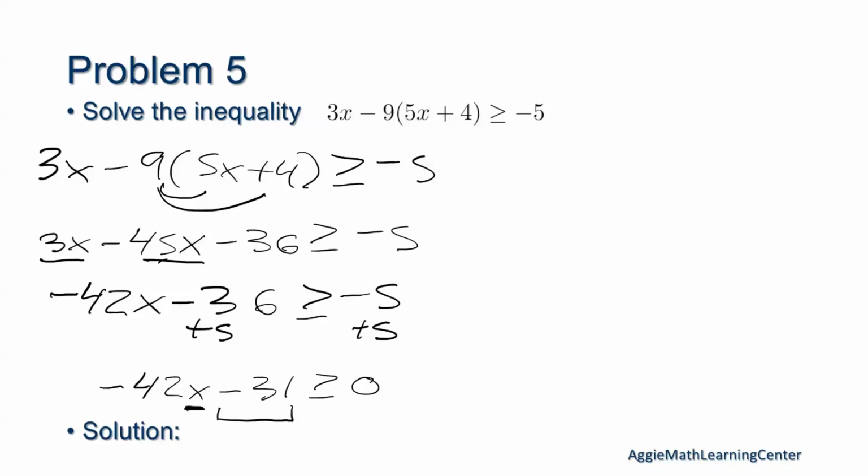We add it to the other side? Yeah, so we can do -42x. We add it to both sides, that gives us this. Then how can we get rid of this 42? Divide it by the -42.